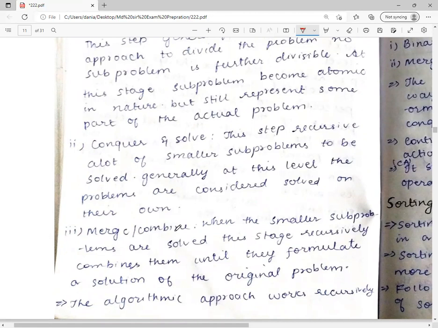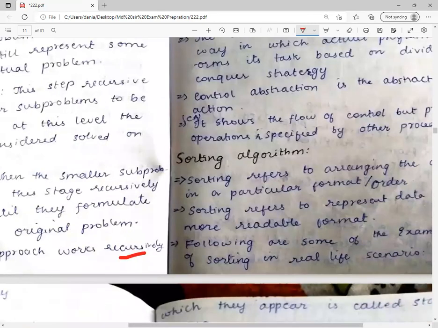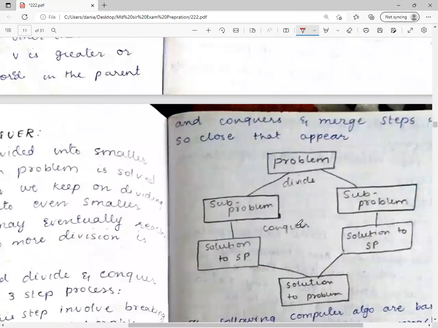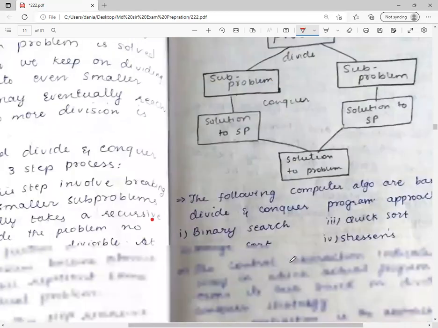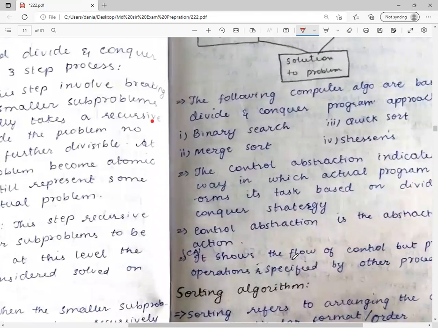Merge/combine. When the smaller subproblems are solved, we recursively combine them until they formulate a solution of the original problem. The problem is divided into subproblems, we solve those problems and join them to make the solution. Simple. Examples: binary search, quick sort, merge sort.